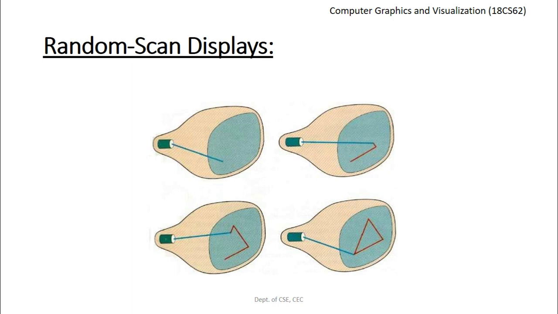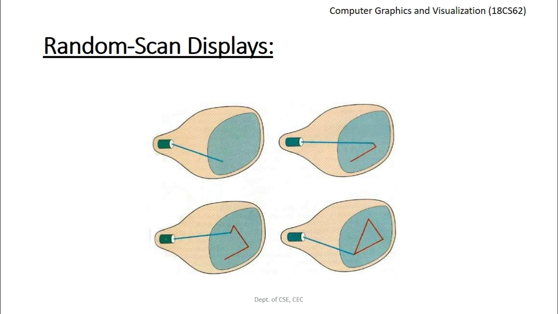Pictures are generated as line drawings with the electron beam tracing out the component lines one after another. Picture definition is now stored as a set of line drawing commands in an area of memory referred to as the display list, refresh display file, vector file, or the display program. Unlike the raster scan systems where we use bitmap and pixmap, in random scan display the picture definition is stored as a set of line drawing commands.